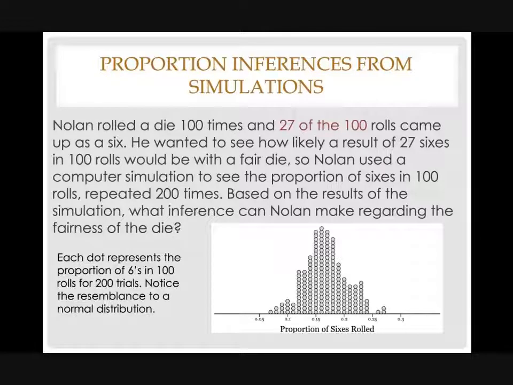this graph that's developed. So for example, when you're looking here, this would represent the 200 trials of a fair die. Not that he actually rolled it or did this trial 200 times. He did it once, and now he's comparing his results to other trials that would be fair to see if his die is in fact fair.